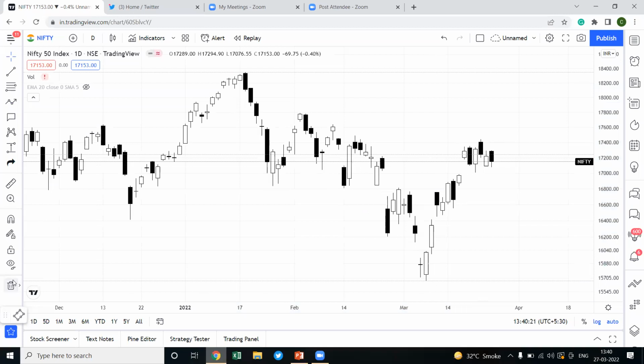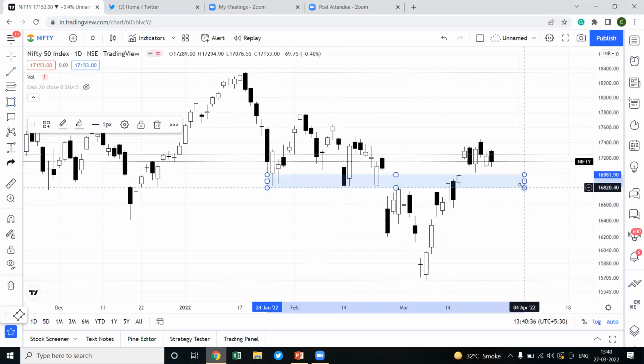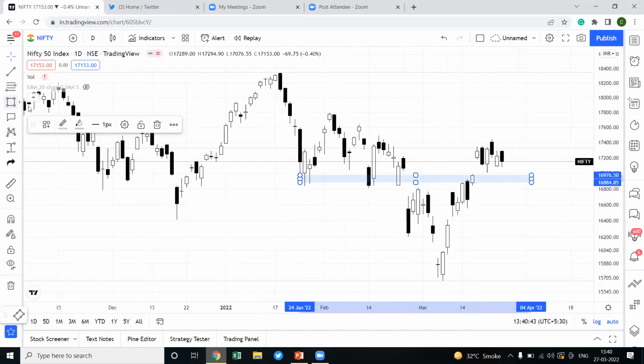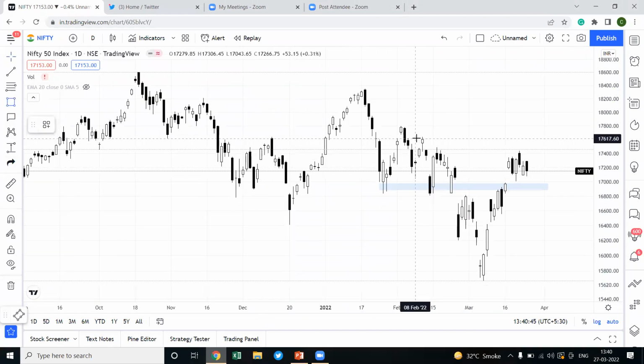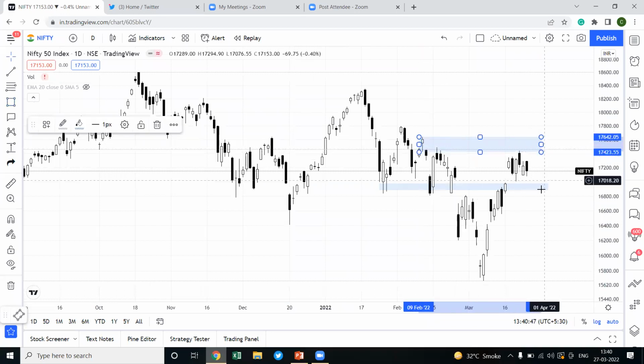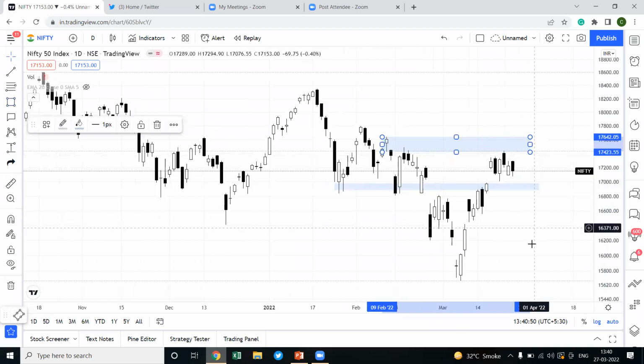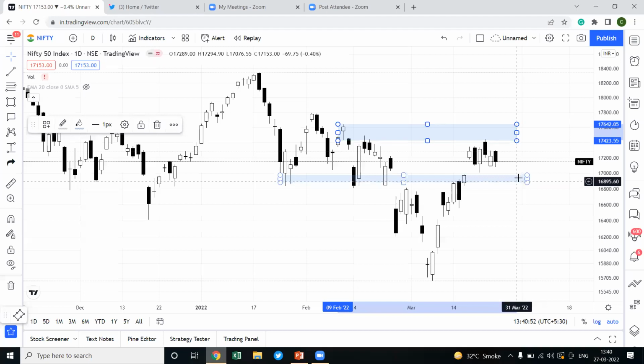There is a good opportunity to buy at support and sell at the resistance level. So this is the approach for Nifty. Nifty has a good support level at 16,800 to 17,000. It is a very good support level for Nifty. Whereas on the daily frame, the range for Nifty for the next week or the next 2 weeks should be 16,850 to 17,600 levels.